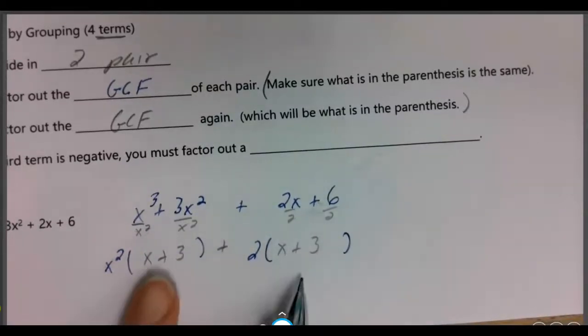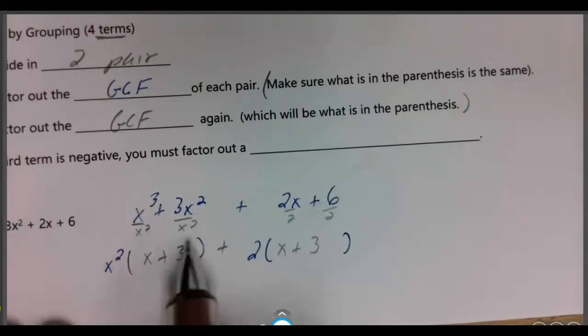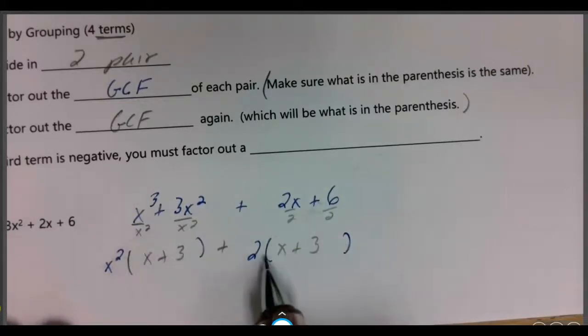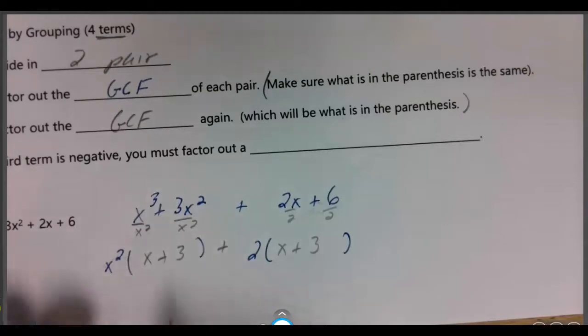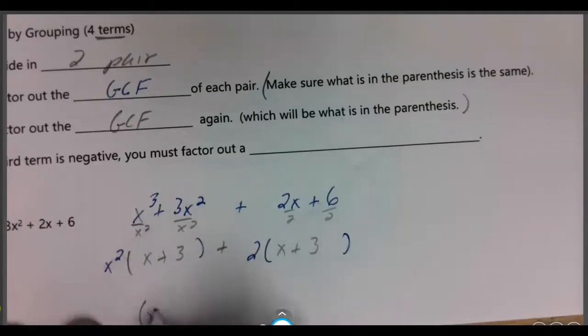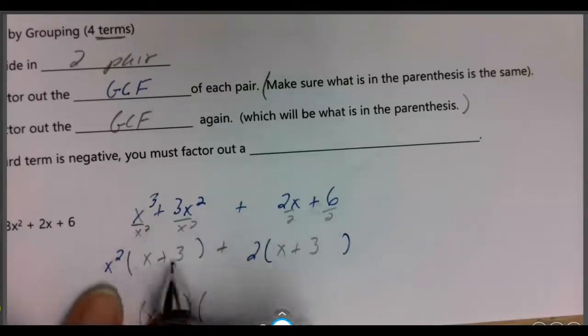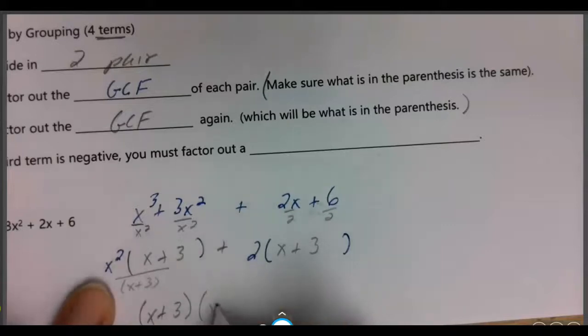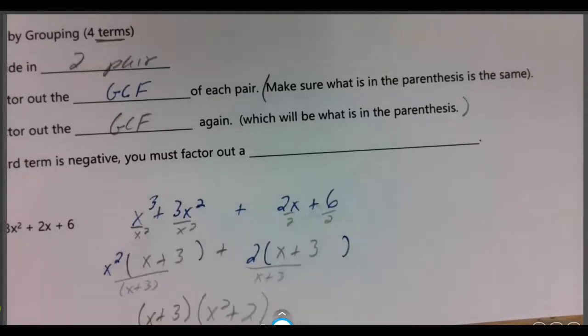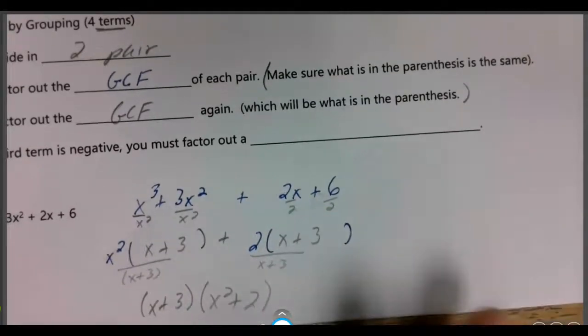Okay, we did something right. We got x plus 3. Now this goes back to that box. So if I have this box right here that is the same, I can take that out. So what do they have the same? X plus 3. What do I have left over? If I divide by an x plus 3, I just have an x squared left. If I divide by an x plus 3, I have a 2 left. I have this factored by grouping. We're going to do more of those.